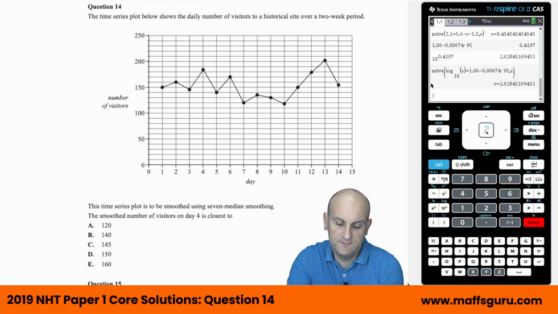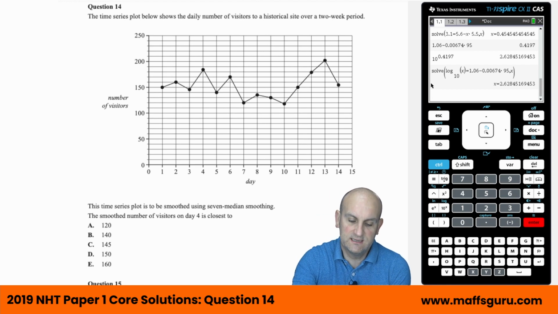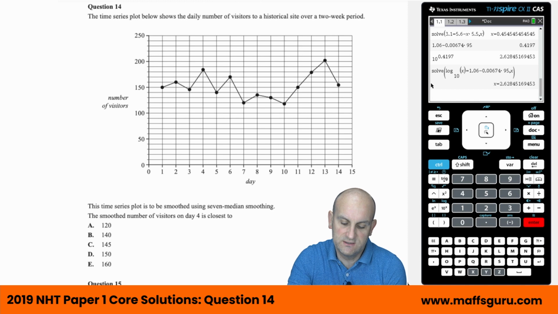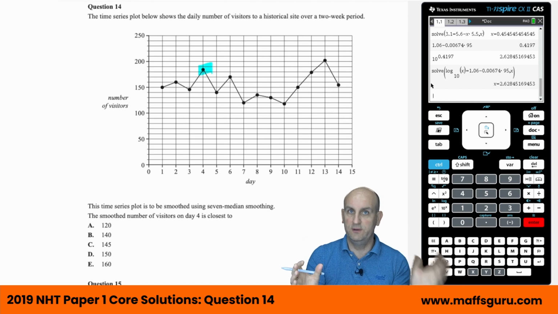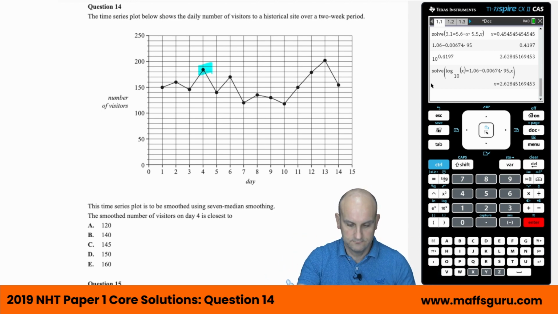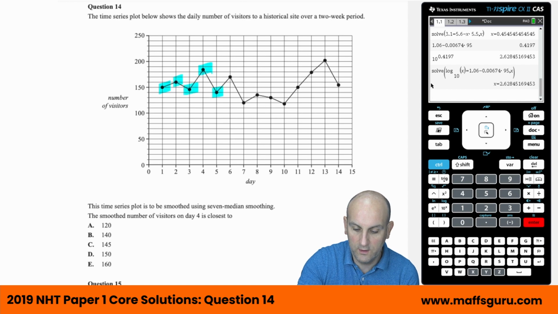The time series plot is to be smoothed using 7 median smoothing. I've seen one of these questions recently, funnily enough. The smooth number of visitors on day 4 is closest to 1, 2, 3, 4. So there's day 4. Because we want 7 data items, we're going to do 3 before and 3 after. 1, 2, 3, 1, 2, 3.